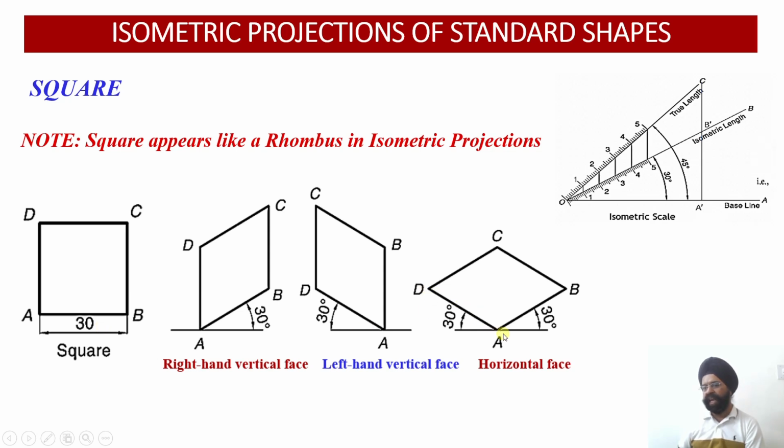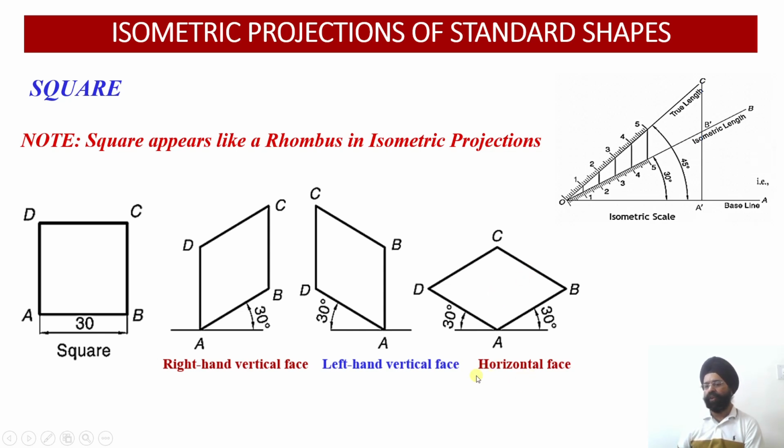So this, you see, edge AD will be 30 millimeter, and then this will also be 30 millimeter. And then once we draw these two edges to begin with, this edge DC will be drawn parallel to edge AB, and the edge BC will be drawn parallel to AD over there. So this will give us the completion of the square as it is resting onto the ground.